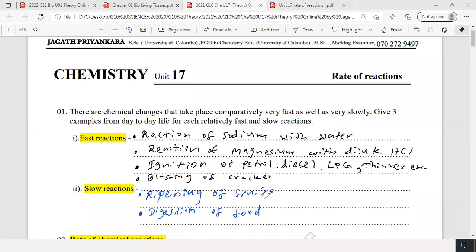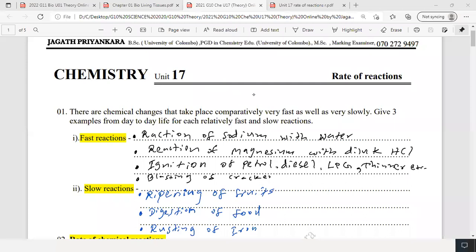Then in addition to that you can write rusting of iron, right? Iron gets corroded. If you keep an iron nail, the rusting of the iron nail takes sometimes several months. It will take several months for the rusting of iron.